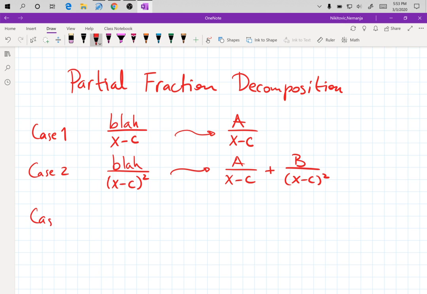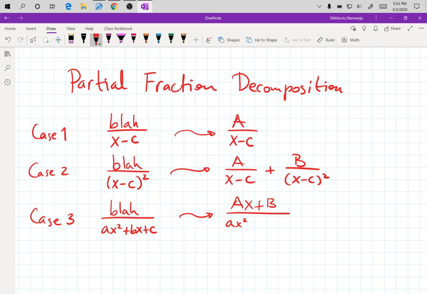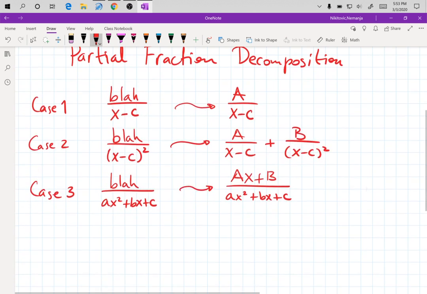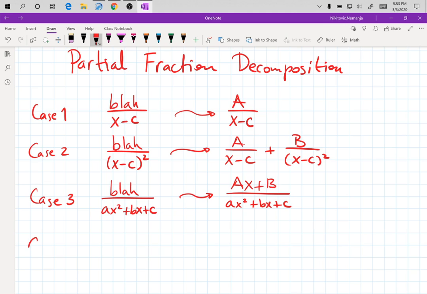Case 3 is blah over ax squared plus bx plus c. It breaks down to, the setup is Ax plus B divided by ax squared plus bx plus c. These A's and B's are not the same numbers, lowercase and uppercase. So please make sure. And finally, case 4.